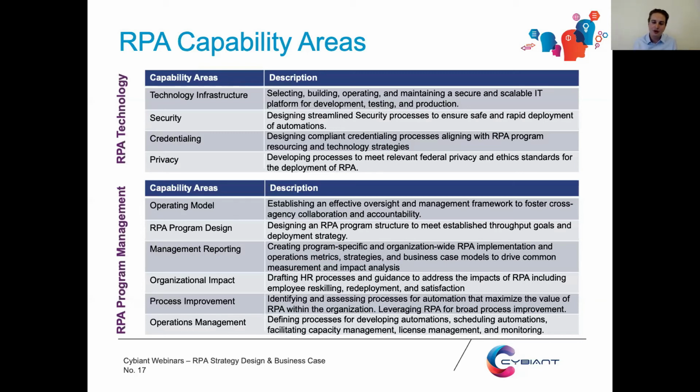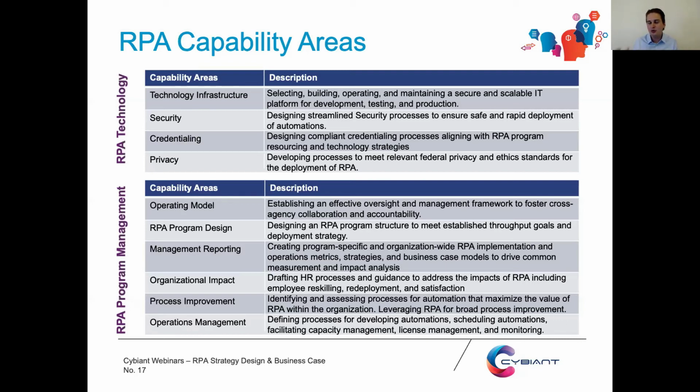And remember that early on in this presentation, I mentioned to you already that RPA is more than just buying some good technology. If you really want to be successful, you need to start thinking about your operating model: program management, reporting, organizational impact, process improvement, and operations management, which are the 6 capabilities that you see at the bottom of the slide, which are program management capabilities.